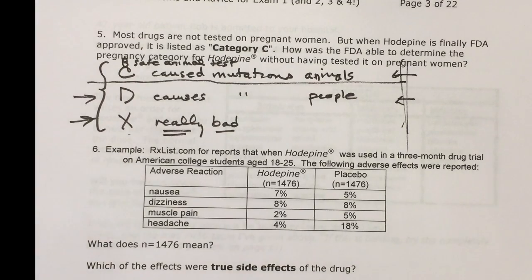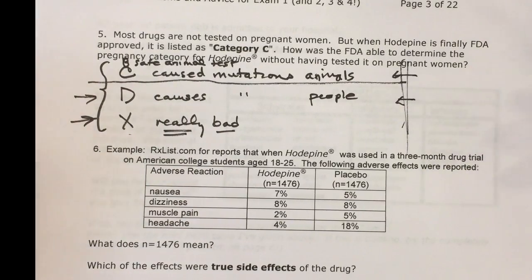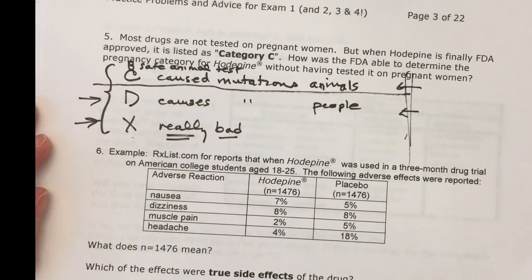But not always. So that's why you can have a pregnancy category on a drug that's never been tested on pregnant women. And that's always going to be a category B or C in terms of animal testing. I hope that makes sense.